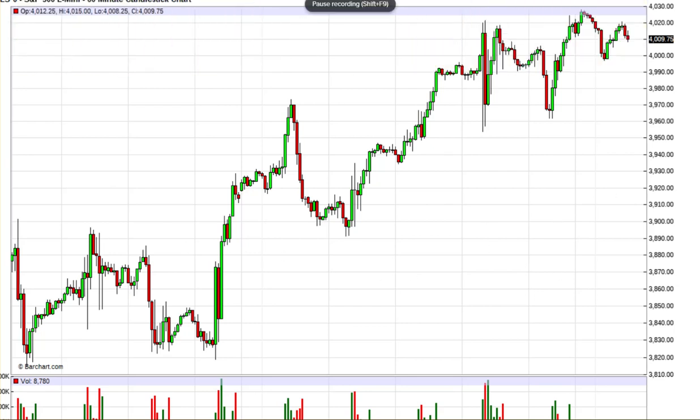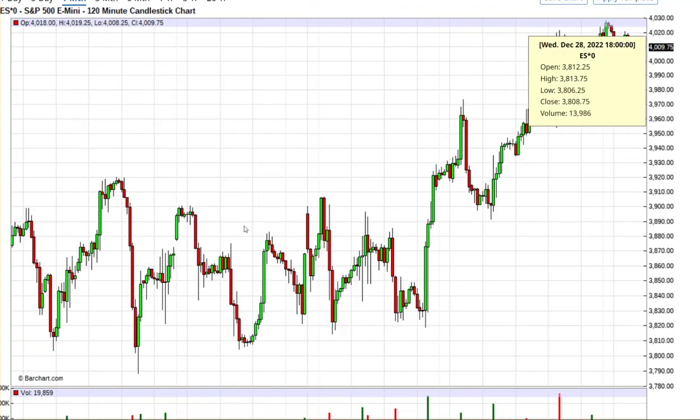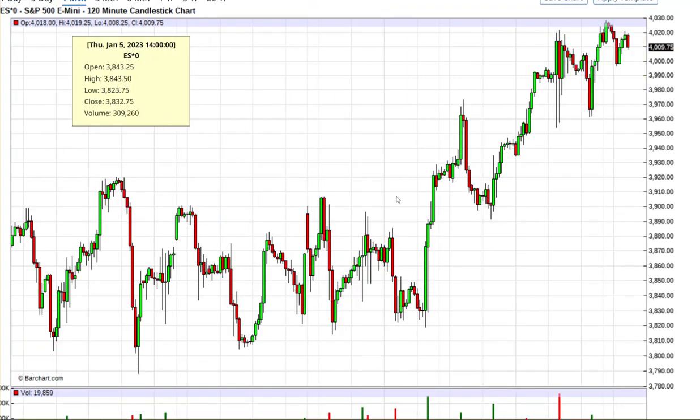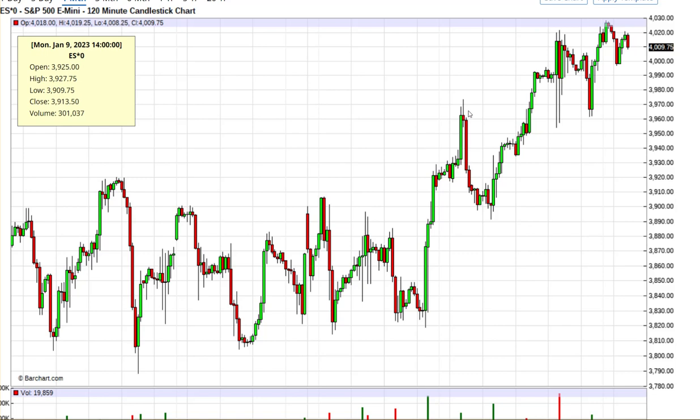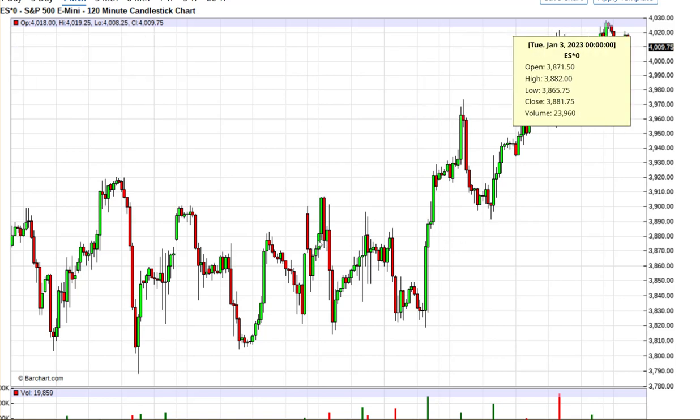Let me change this one sec. All right, I've expanded this out. So we had this long range, then we had a move up that came back and tested the range, and then we've gone up and past that, and then we've come back and tested that. So what is this pattern?